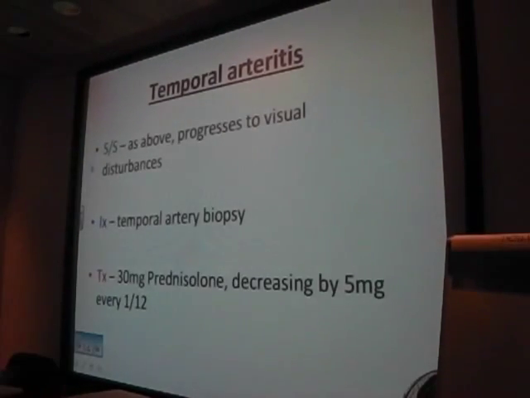So the treatment is steroids, because it's an inflammatory condition, and you have steroids over a longer period of time. So you start off with 30, decrease it by 5 milligrams every month. And as I said again, the signs and symptoms, the investigations and the treatment are as simple as I put them out here. Don't go learning huge lists of every investigation and treatment that you could possibly do, because it's really not necessary.